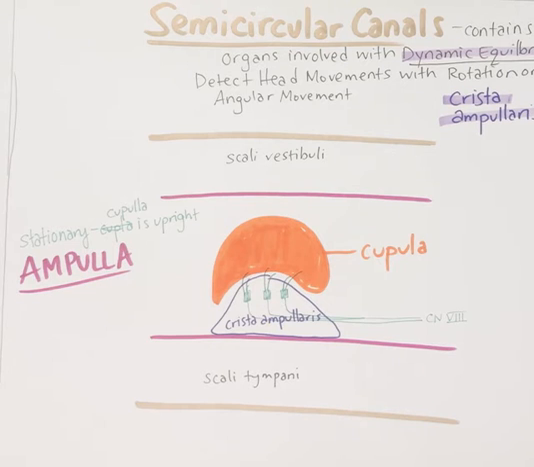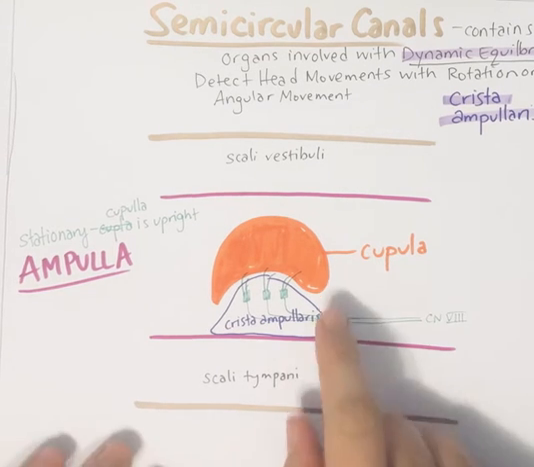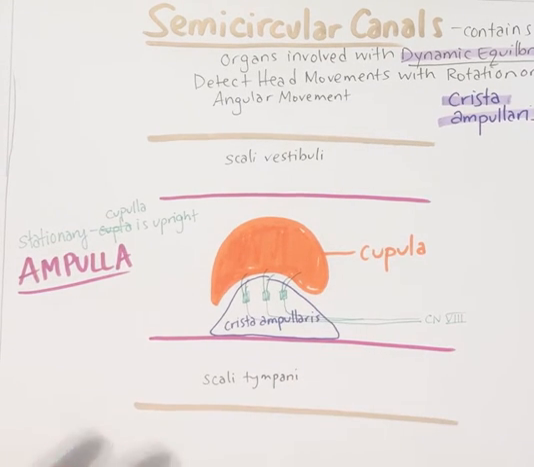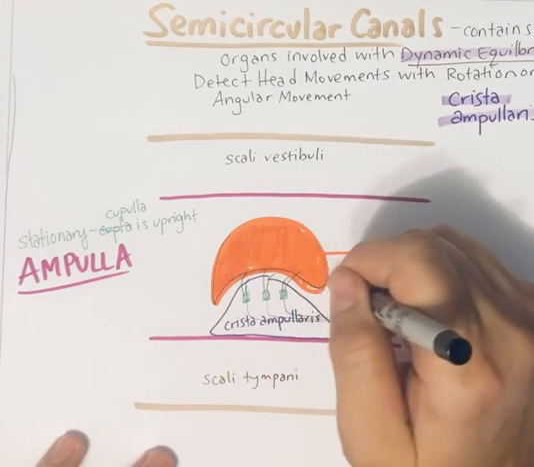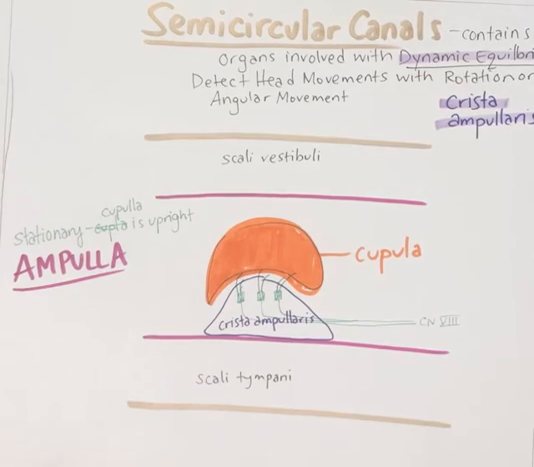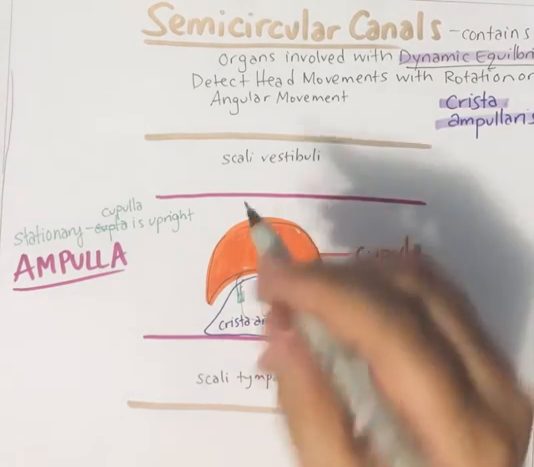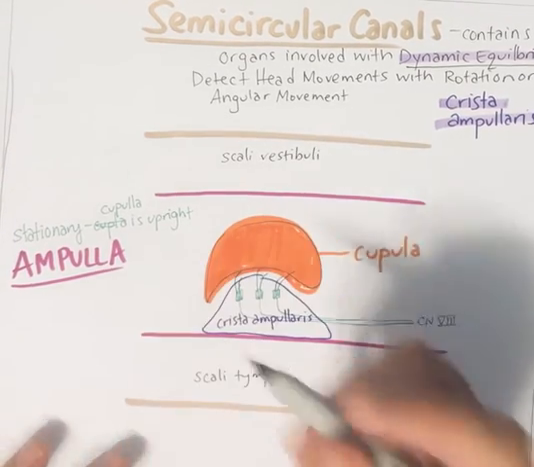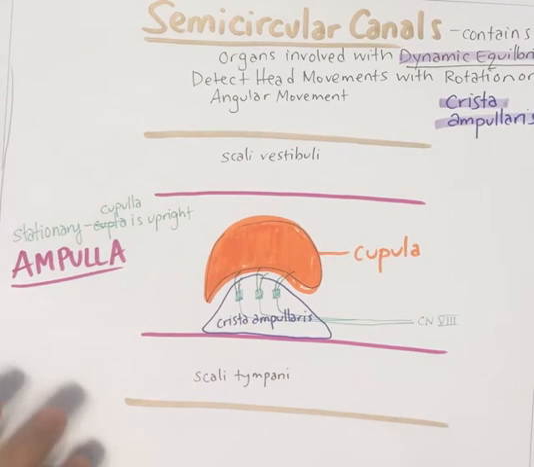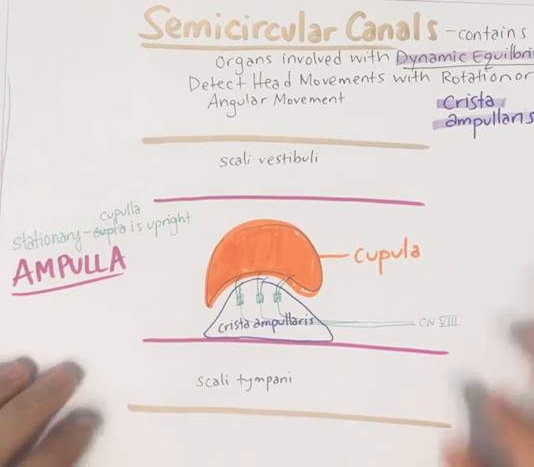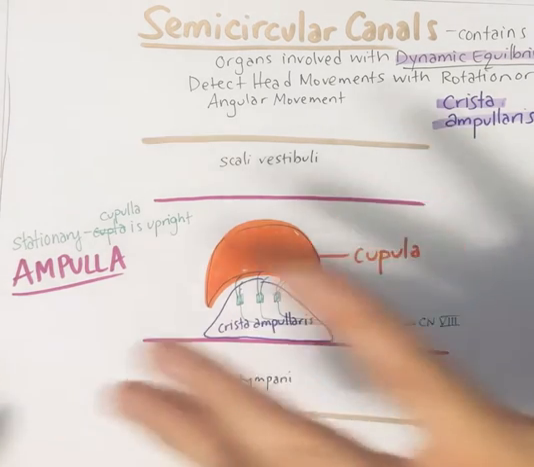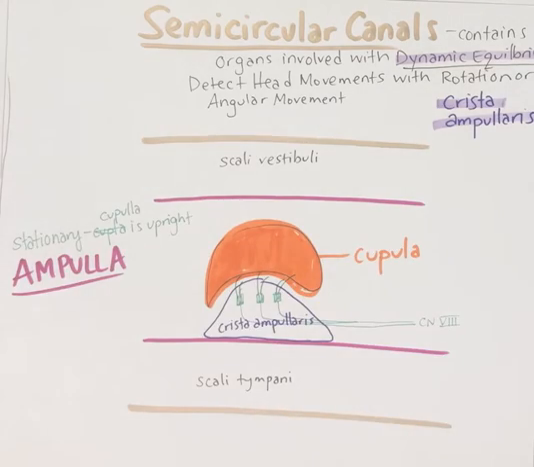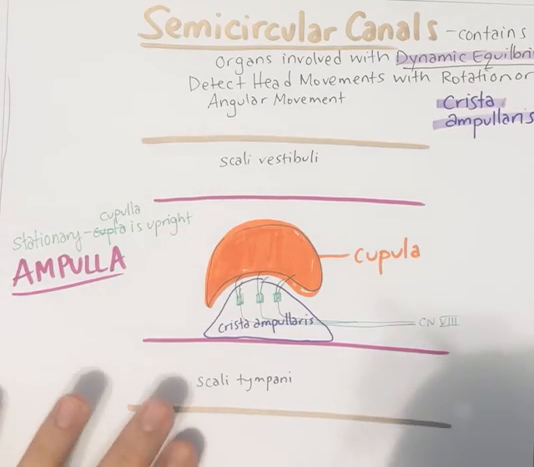So I always think of it like the cupula is like a gelatinous jelly that if you were carrying a plate with jelly and you spin to the right, it's such a jelly that it's going to go in the opposite direction. So the cupula is actually going to go in the opposite direction of whichever way you're spinning. So if you're spinning to the right, the cupula is going to move to the left and bend the hair cells.